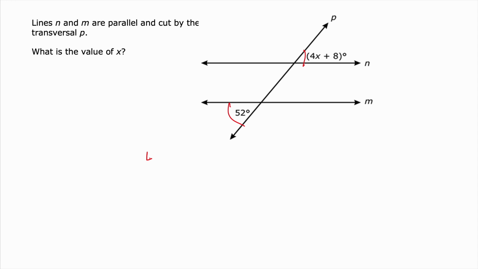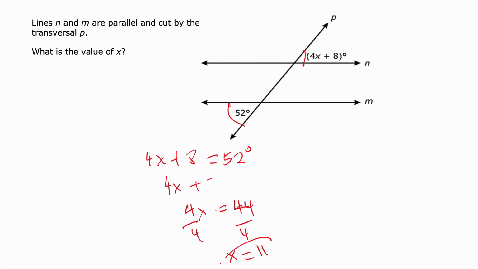So you just say 4x plus 8 is equal to 52. When you subtract 8 from both sides, we are going to get 4x equals 44. Divide by 4 and you get x to be 11.